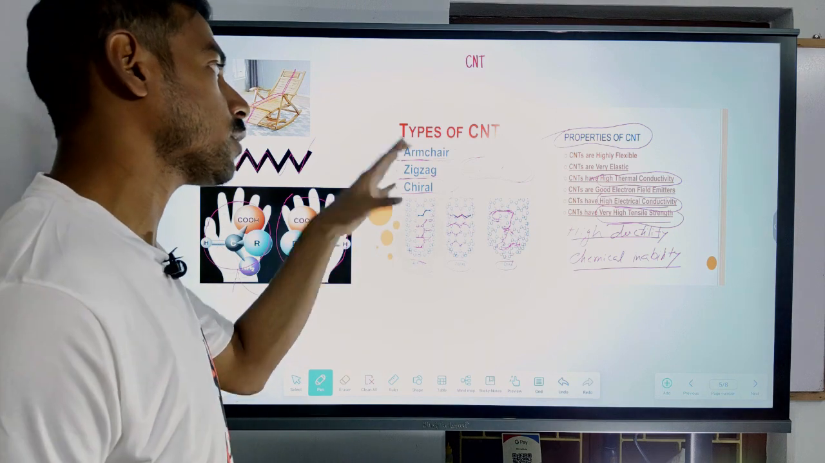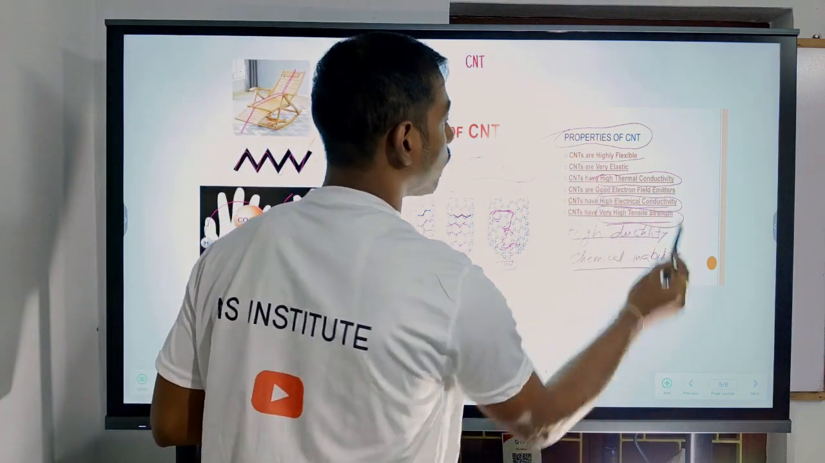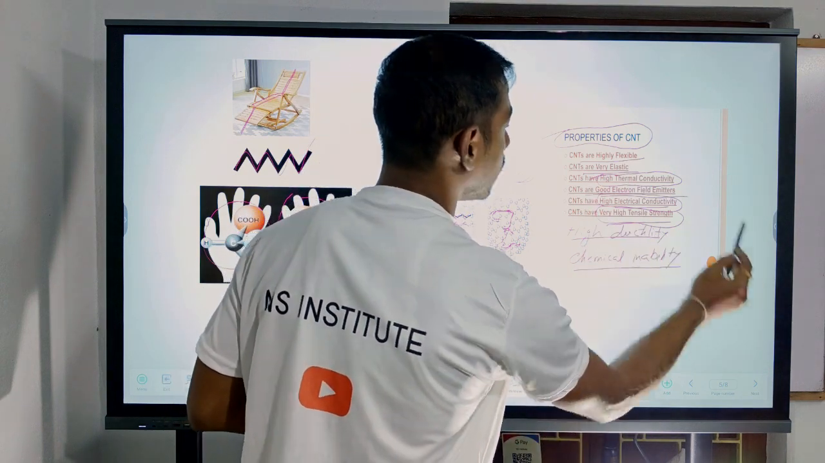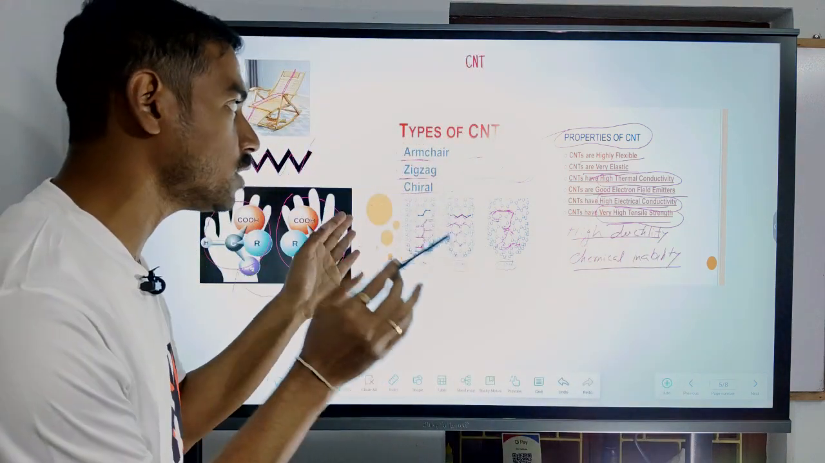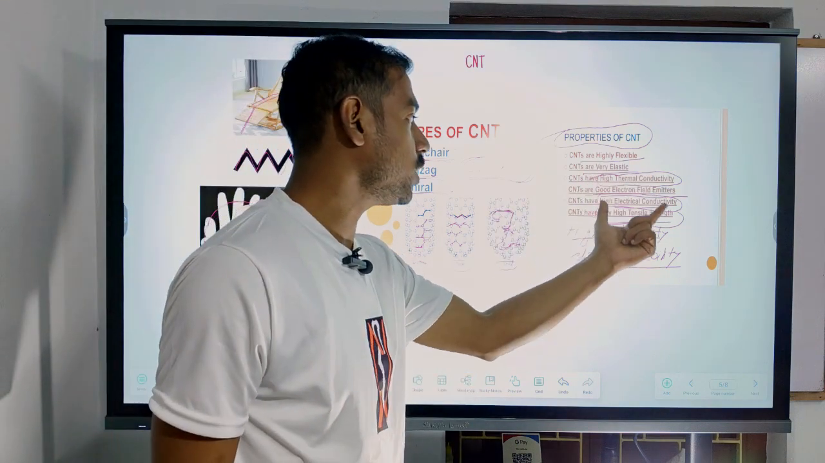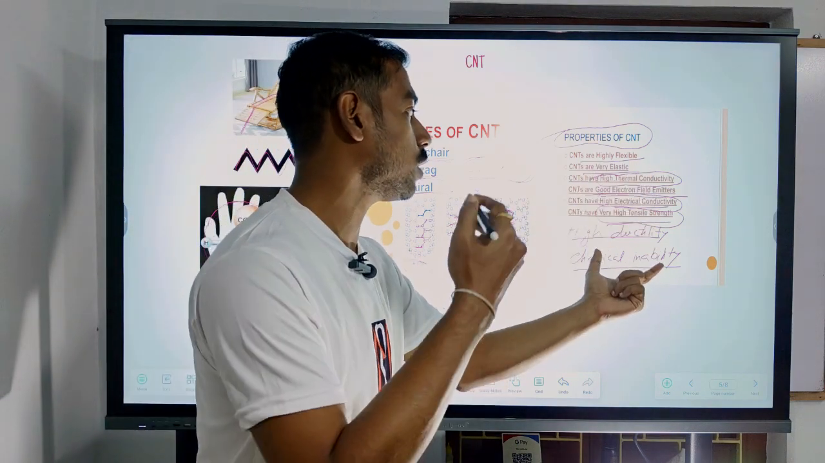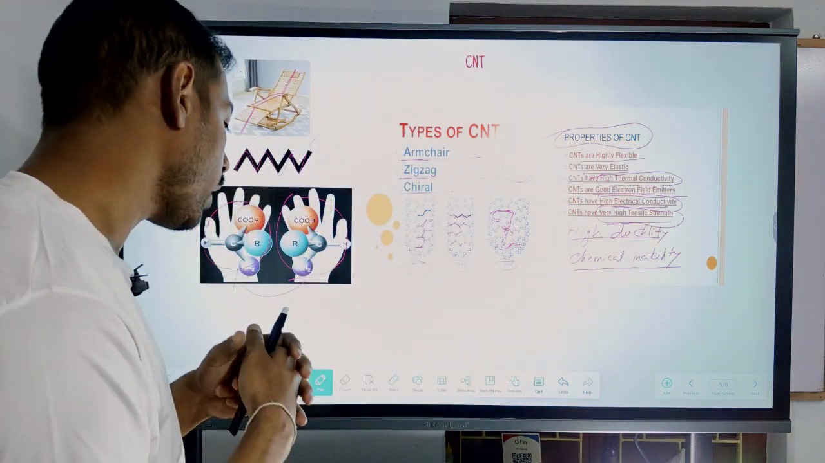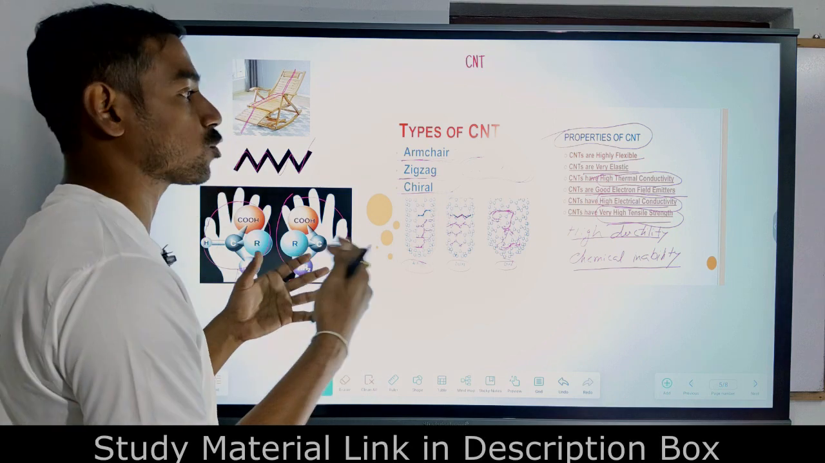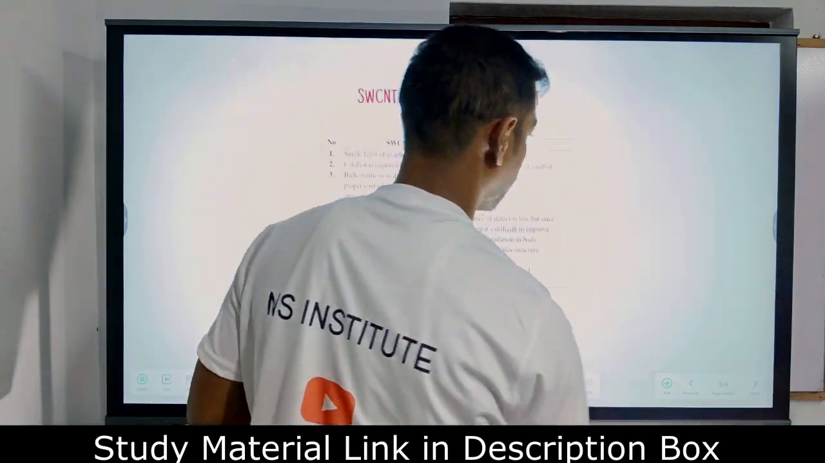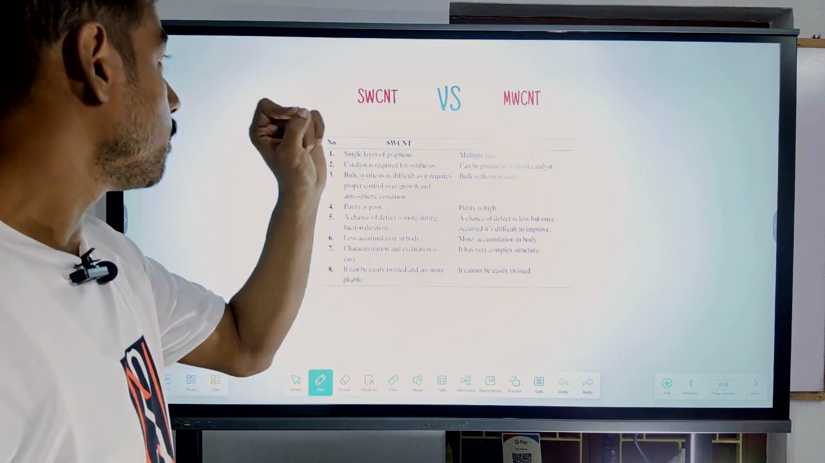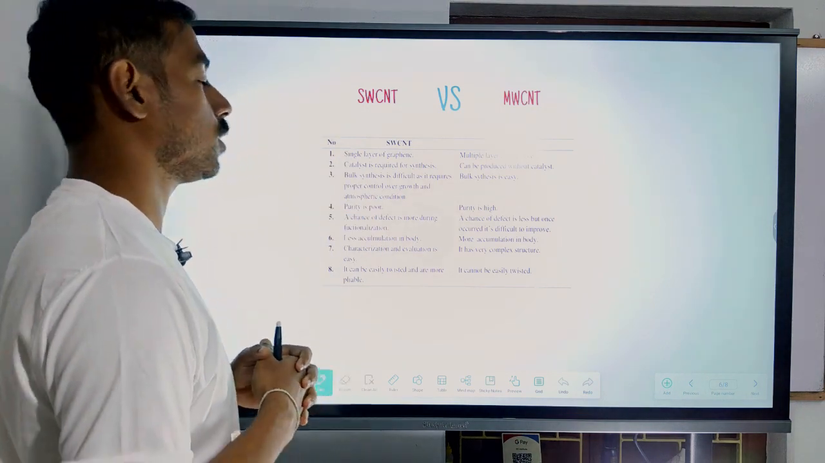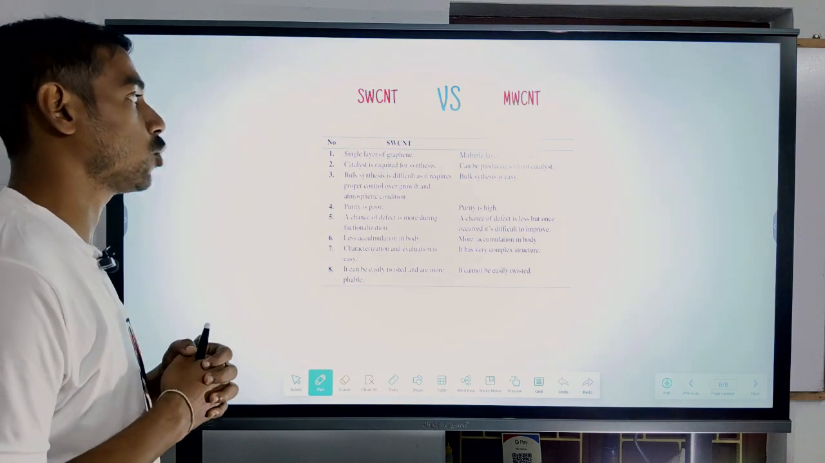And there are also some other properties, like they are highly flexible, and they are very elastic, and they are good electrical field emitters. So basically these are the overall properties. But remember, the properties I mentioned first are very important, under the important macroscopic properties. So now this is very important, that is the difference between single walled carbon nanotube and multi walled carbon nanotube.